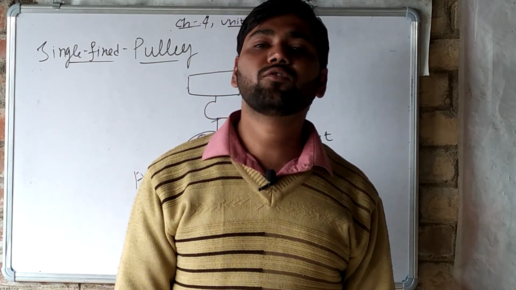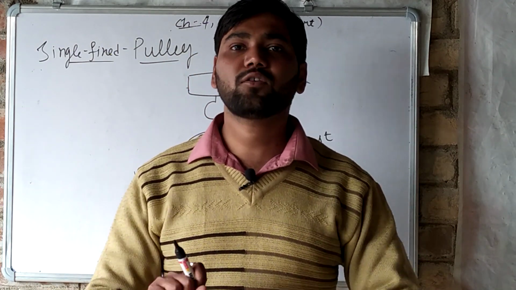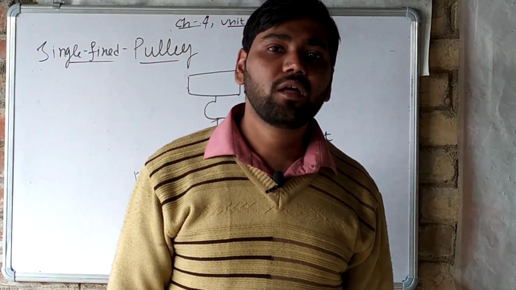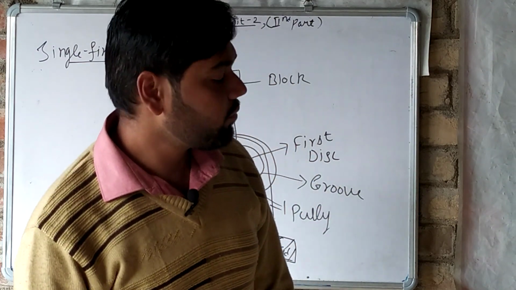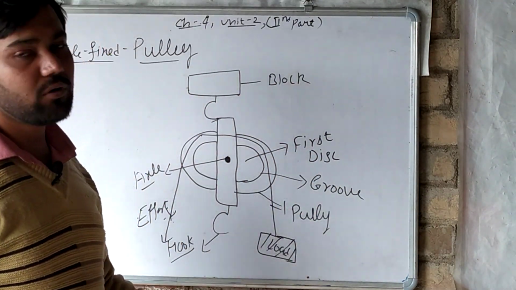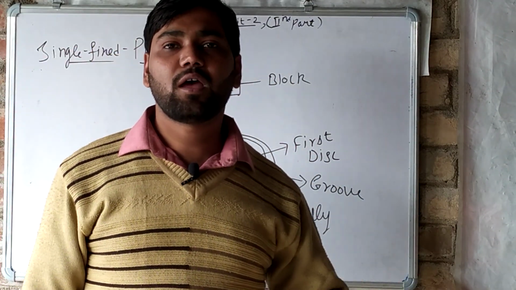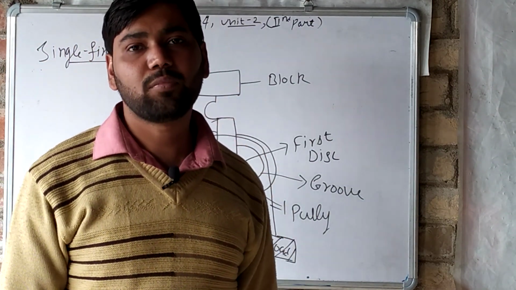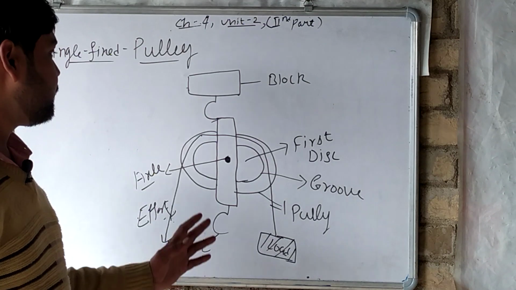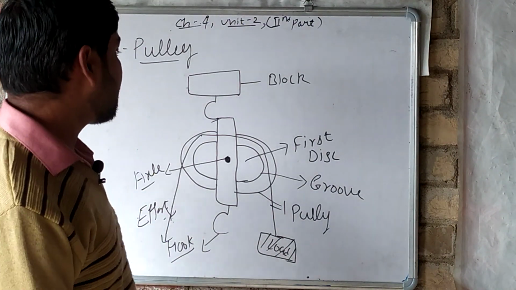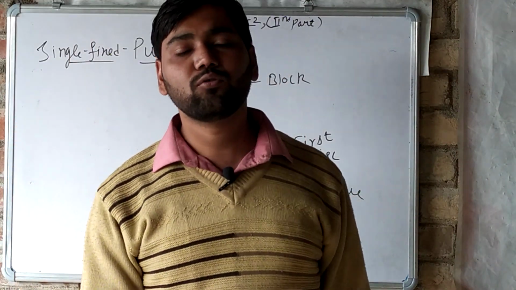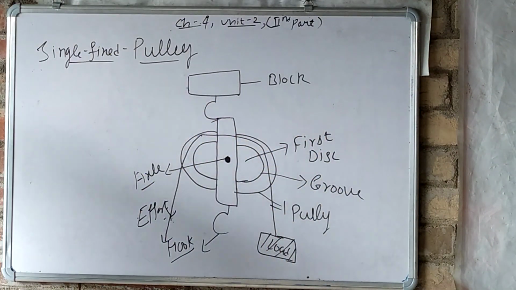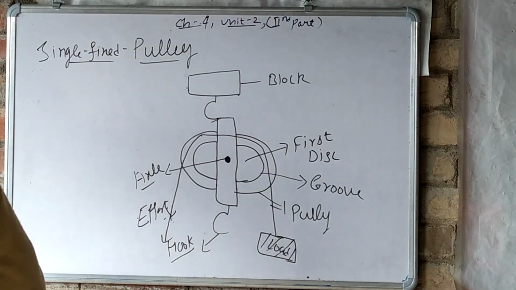Okay, it is easier to hold something and pull it down, not up. So we can apply effort in our convenient direction, and because of this, heavy loads are uplifted from one place to another. So what is the use of the single fixed pulley? The single fixed pulley is used to lift heavy loads.